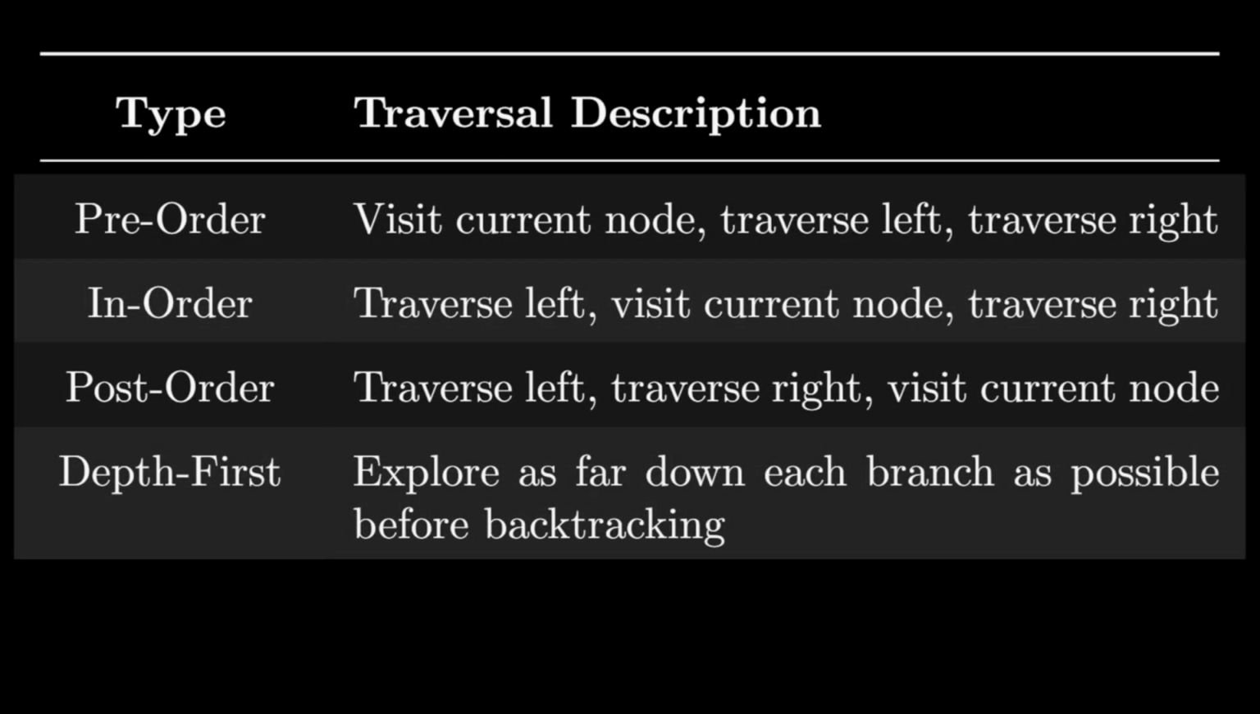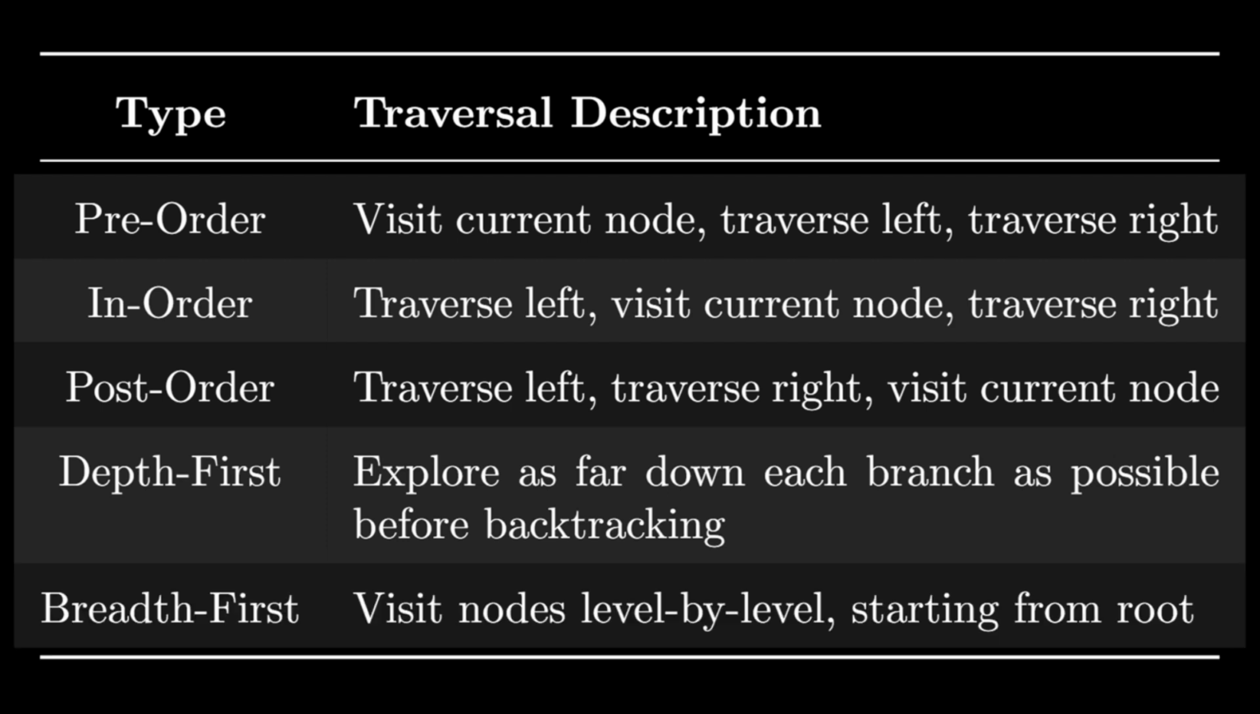The three traversal types we just covered, pre-order, in-order, and post-order, are all specific examples of depth-first traversal. They each follow the same principle of exploring a branch as deeply as possible before backtracking, but they differ in when the current node is processed. On the other hand, breadth-first traversal visits every node level by level, starting from the root.